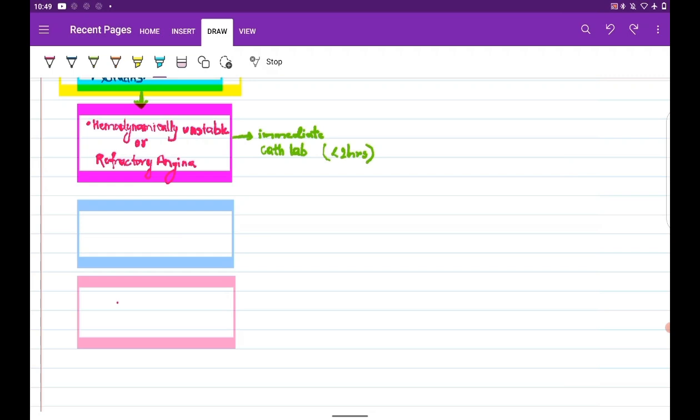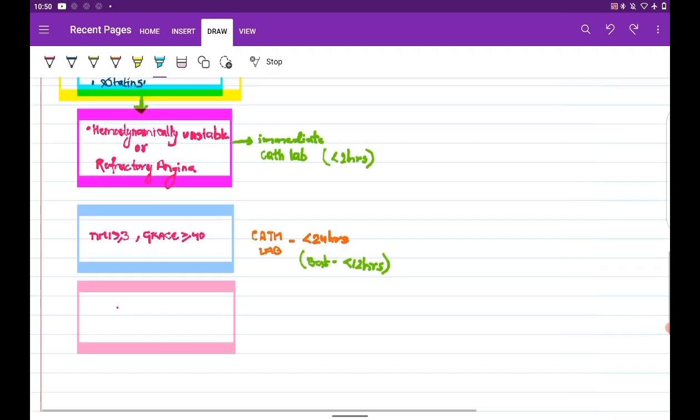If the patient is hemodynamically unstable or has refractory angina, or there are some scores called TIMI and GRACE scores, which are not so important from the exam point of view. If the TIMI score is greater than or equal to 3 and the GRACE score is greater than or equal to 140 after calculating, then also we have to take the patient to the cath lab, but within 24 hours. Best is within 12 hours, but it is okay if within 24 hours.